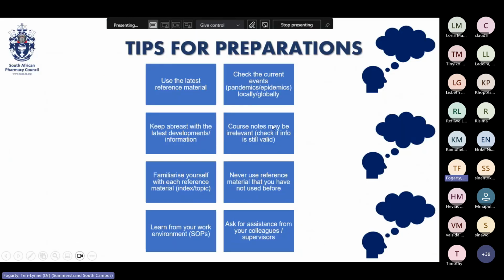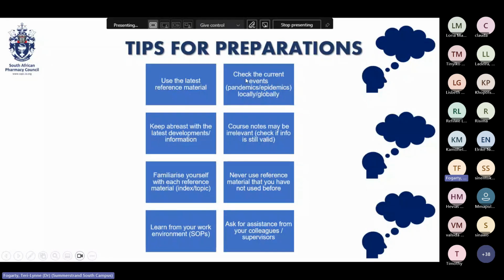I think I've already said most of this, so I'm just going to pick out a few of them. We've spoken about using the latest reference material, making sure it's the most up-to-date, making sure that you know your reference sources, that you familiarize yourself with those. Don't forget to use your work environment as a resource, both by looking up your SOPs as well as asking for assistance from your colleagues and your supervising pharmacist. We've spoken about not trying to use reference sources you've never used before.